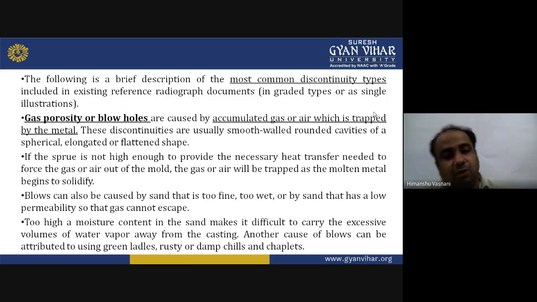So blows can be caused by sand that is too fine, too wet, or by sand that has low permeability, so that gas cannot escape. Blowholes can be caused if the sand is too fine, or it has too much moisture in it, or by sand that has low permeability, so that the gases cannot escape. Too high a moisture content in the sand makes it difficult to carry the excessive volumes of water vapor away from the casting. Another cause of blows can be attributed to using green ladles, rusty or damp chills and chaplets.